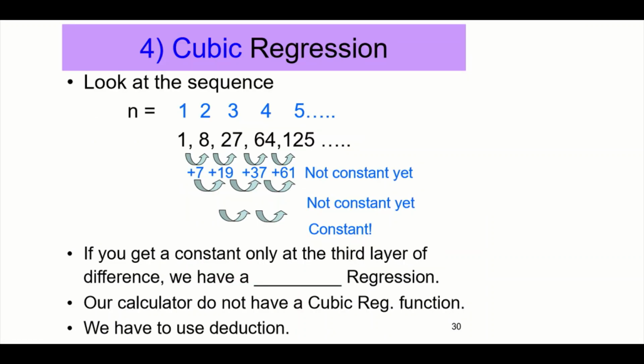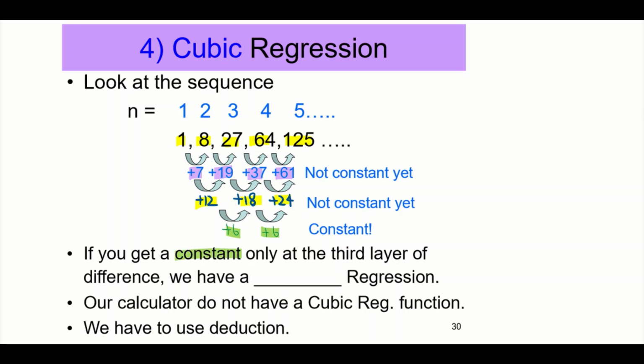So if we take a look at the example of 1, 8, 27, 64, and 125, let's try to find the constant of difference. My first layer is plus 7, plus 19, plus 37, plus 61, which is not a constant yet. So let's try to do the next level. My second layer of difference is 12, 18, and 24, but it's not a constant yet. So let's just try the last level. Indeed, my last level is a constant, plus 6, which tells me that it's a cubic regression.